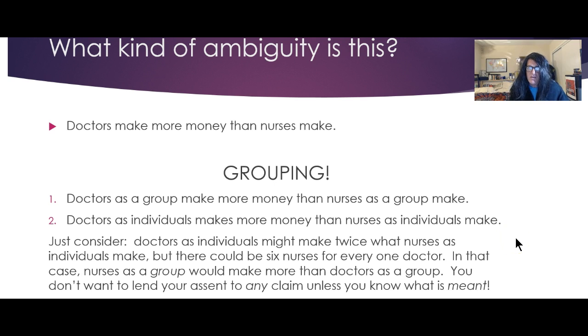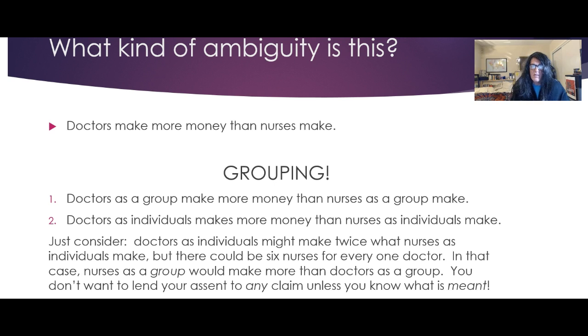Just consider, doctors as individuals might make twice what nurses as individuals make, but there could be 6 nurses for every 1 doctor. In that case, nurses as a group would make more than doctors as a group. You don't want to lend your assent to any claims unless you know what is meant. So the whole point of getting rid of the ambiguity is so that we can say, given that I now understand that you mean that the semantic value of your utterance is precisely this, you mean doctors as a group make more money than nurses as a group, then I can tell you that your claim is false, because there are so many more nurses than there are doctors.